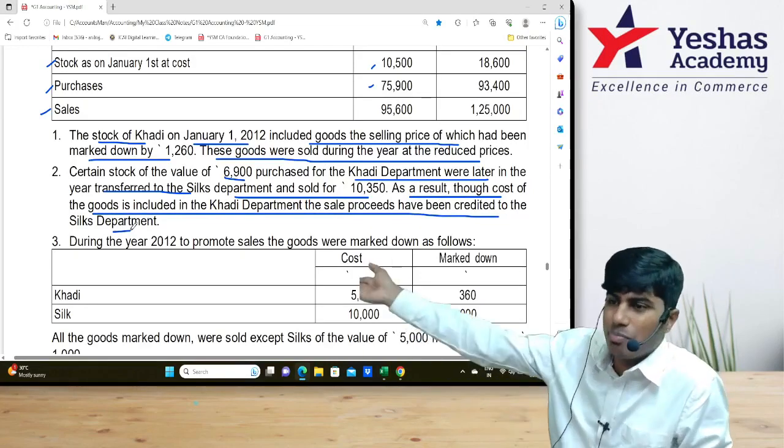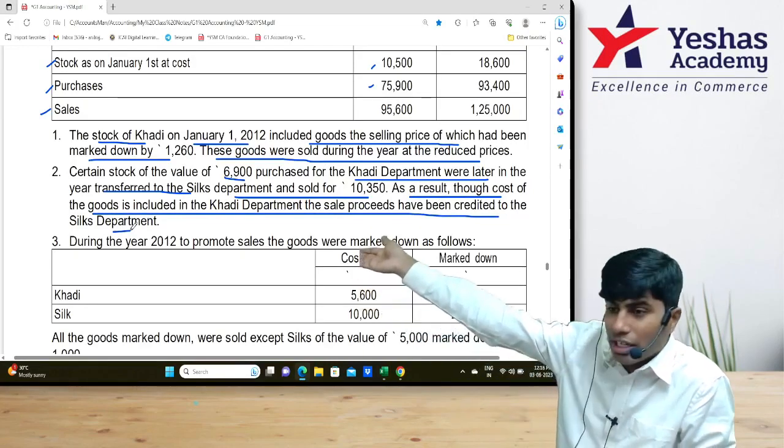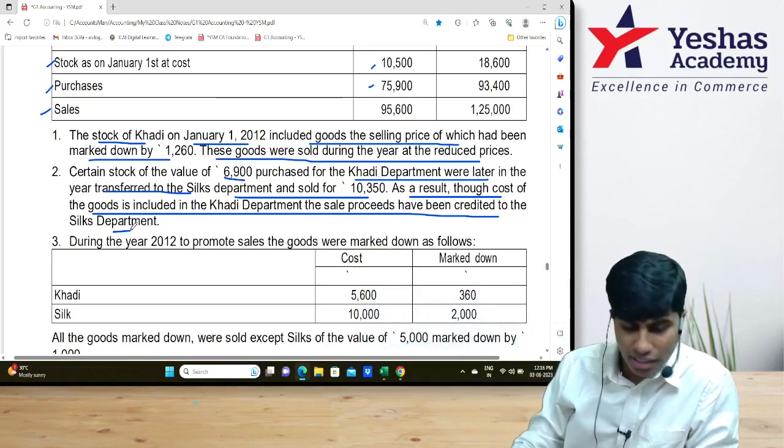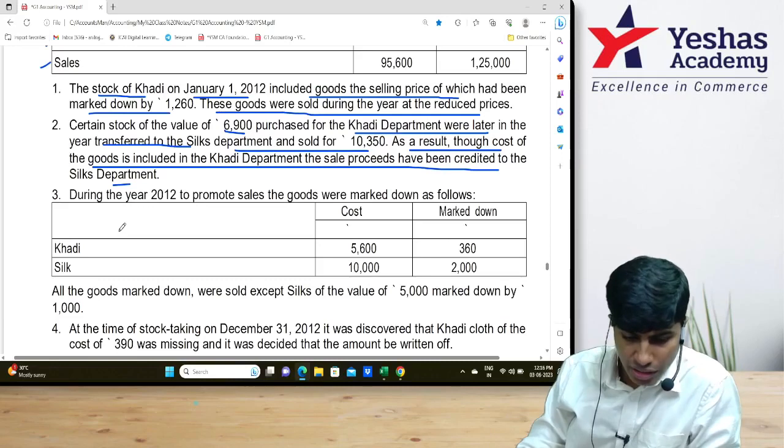So they're telling that the sale of 10,350 should be created in silk department and it is a stock transfer from Khadi department. Same thing. They're repeating it a second time. We understood that without even reading it.